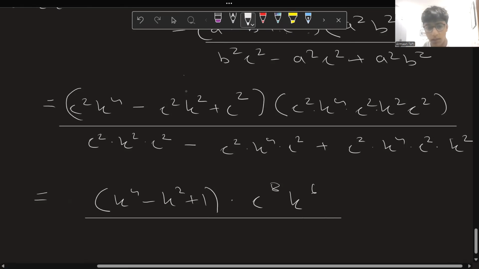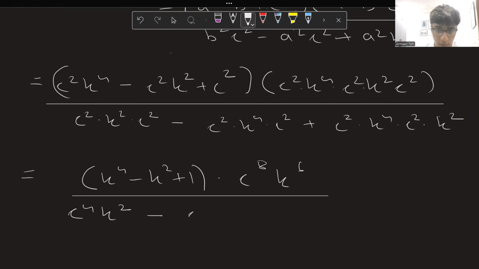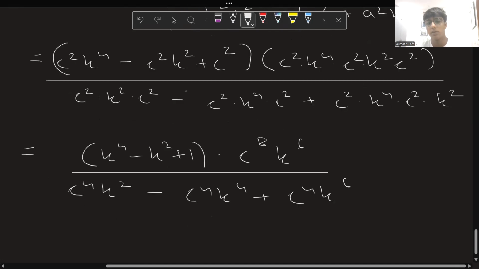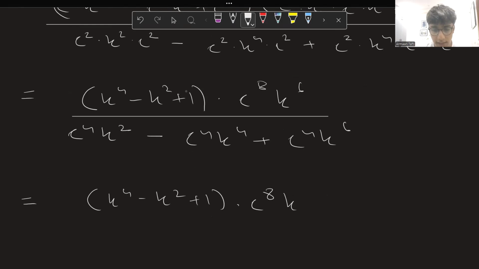And now for the denominator, once again, let's first simplify it. You can see that c to the power 4 k square, minus c to the power 4 k to the power 4, plus c to the power 4 times k to the power 6. Now let's take c to the power 4 k square out common from the denominator. Let's first write the numerator: k to the power 4 minus k square plus 1, times c to the power 8 k to the power 6.